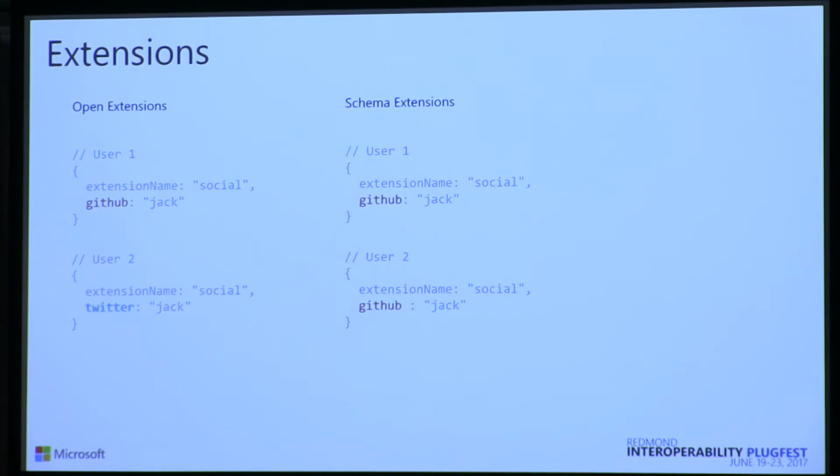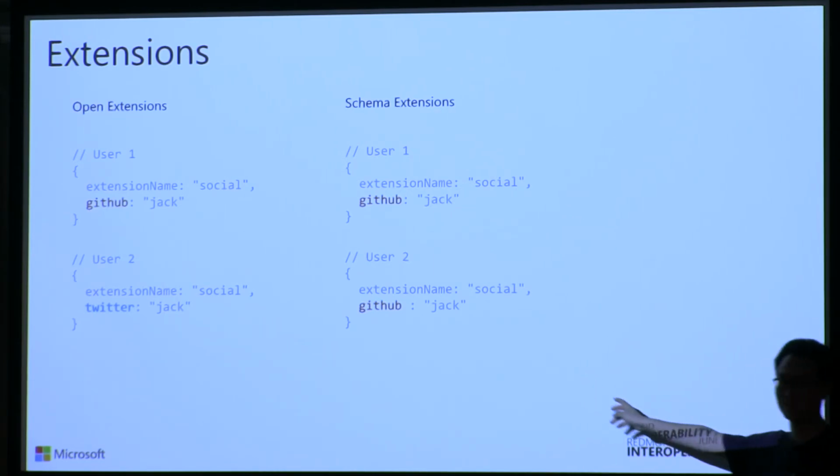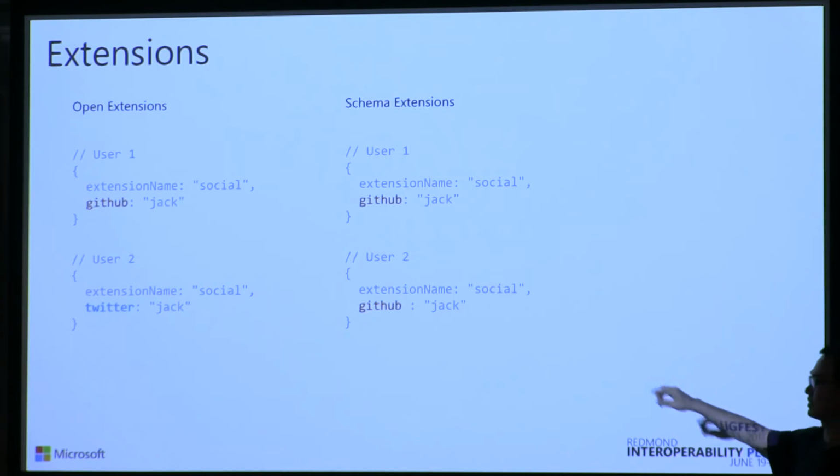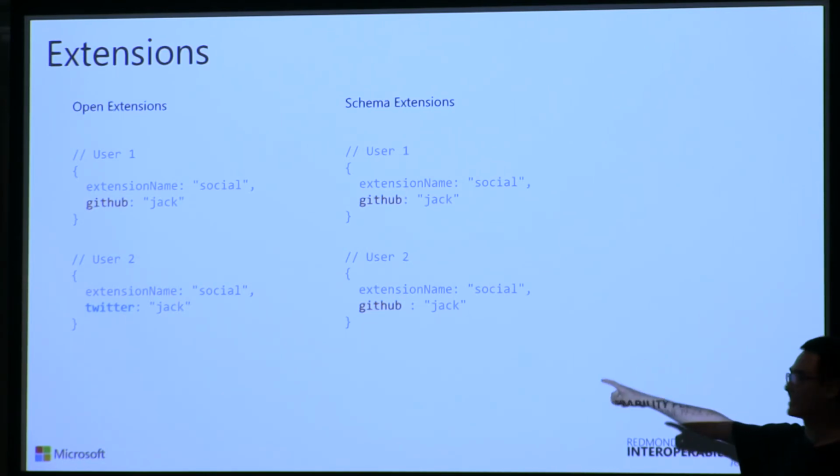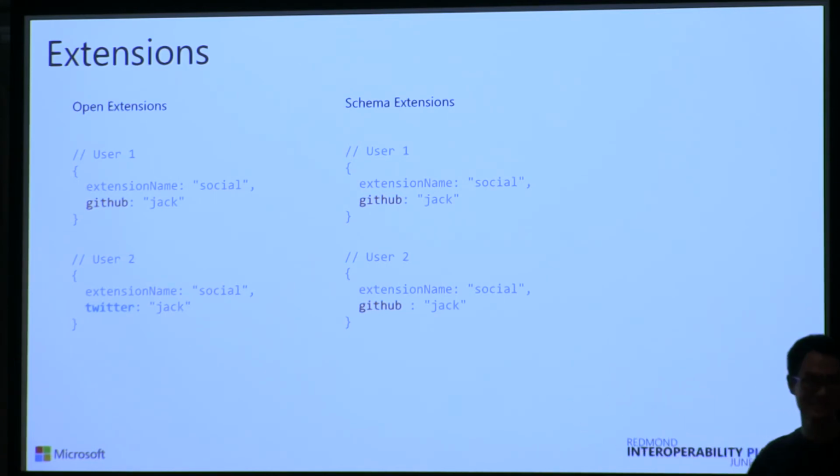So this is the difference between open extension and schema extension. For schema extension, you need to define the schema first. So once you define it, for example, if you define this social, there should be a GitHub there. So every user should be the same. But for open extensions, you don't need to define the extension. So you can put different data under the social extension. So that's the difference. It's very clear, right? Okay. So this is all you need to know about extensions.